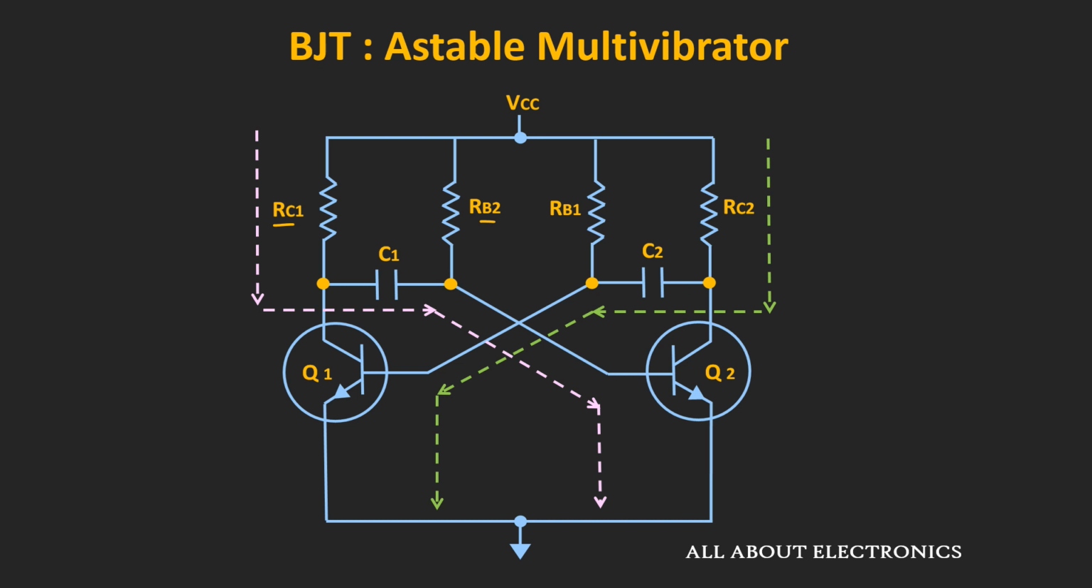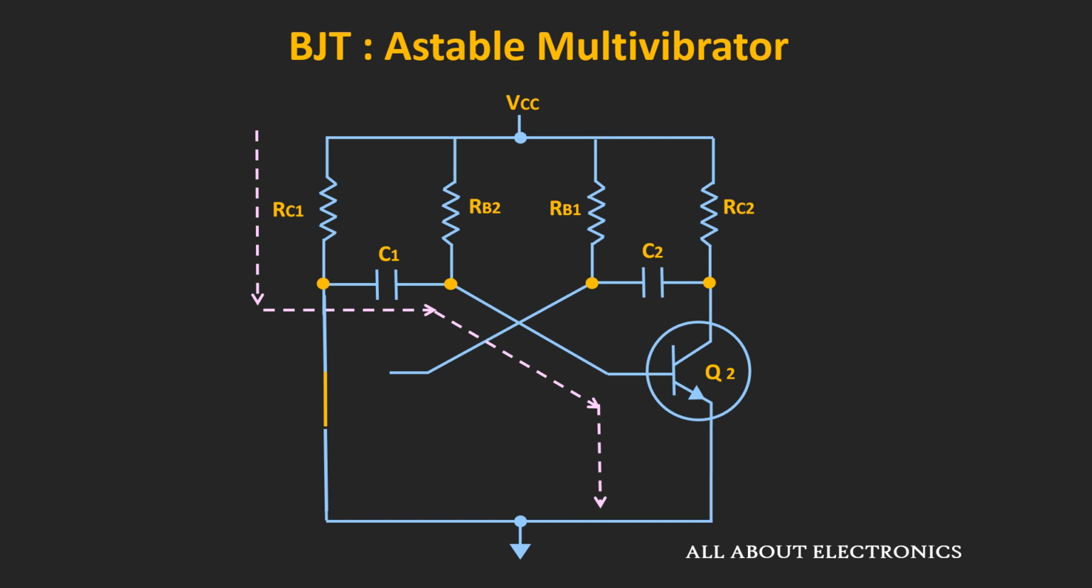But due to the mismatch in both circuits, one transistor will conduct more than the other one. And due to that, only one transistor will go into the saturation first. Now here, any of the two transistors can go into the saturation first. But let's say here Q1 goes into the saturation first. And due to that, the collector emitter terminal of this transistor will act as a short circuit.